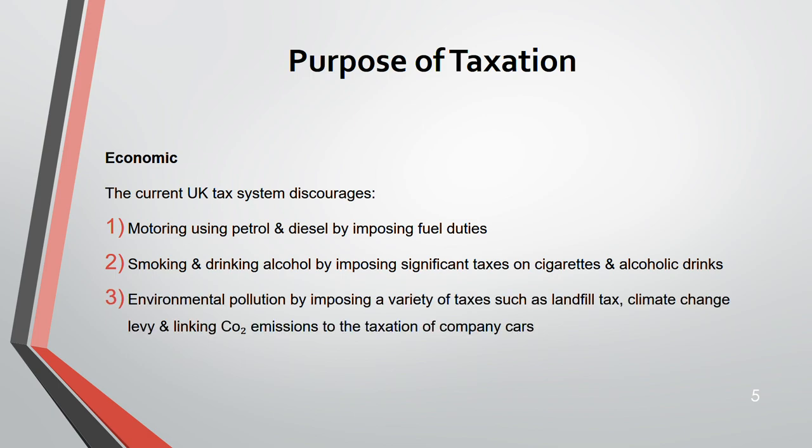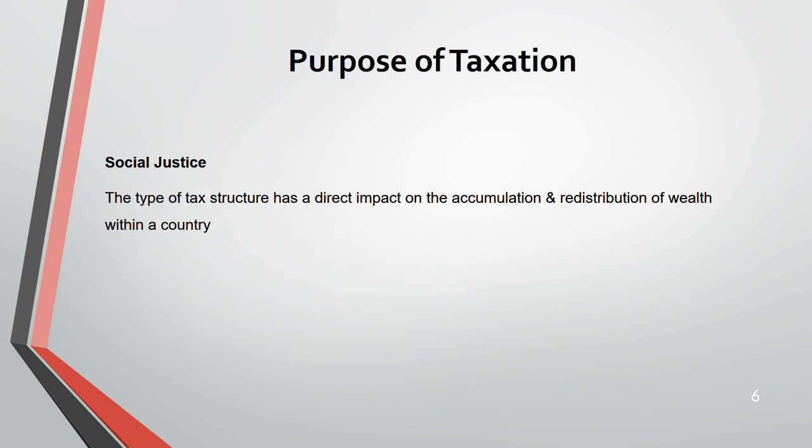Third, to control environmental pollution. Okay, for example, they have various taxes, landfill taxes, climate change taxes, taxes on cars based on CO2 emission. The higher the CO2 emission a car emits, higher the tax. And the fourth one, okay, so these are the three. Now, second purpose is social justice. First one is for economic reasons, to control pollution, to reduce the consumption of smoking or alcoholic drinks.